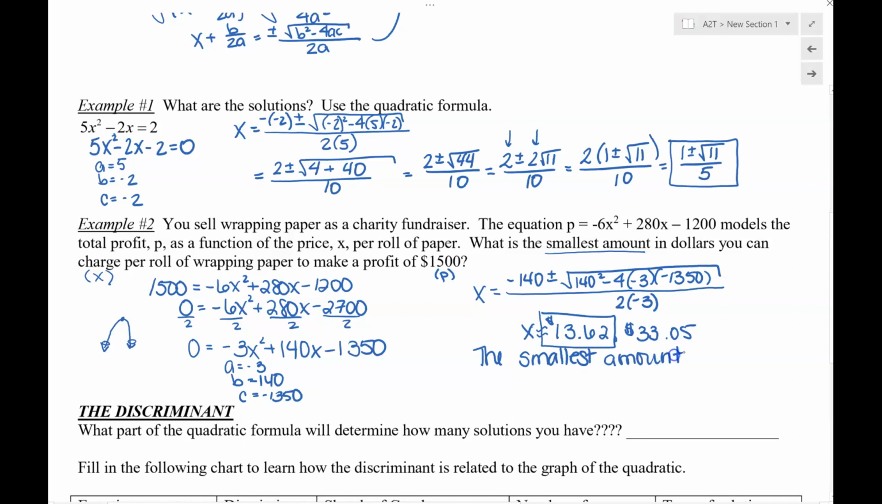The smallest amount that we can charge for a profit of $1,500 is $13.62. So that would be our actual answer. Sweet. All right, nice job, guys.